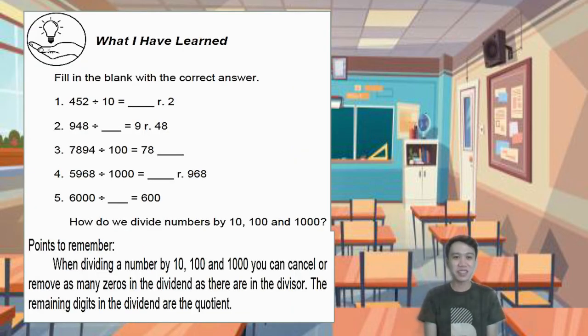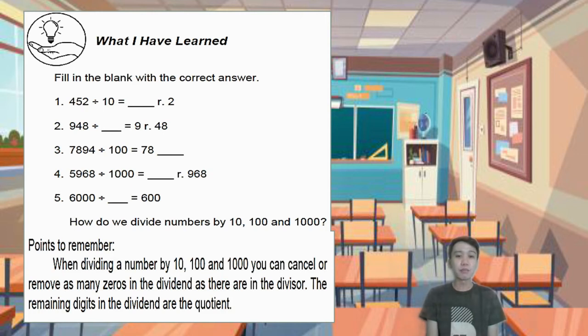What I have learned. Fill in the blank with the correct answer. Number 1, 452 divided by 10 is equal to blank remainder 2. Number 2, 948 divided by blank is equal to 9 remainder 48. Number 3, 7,894 divided by 100 is equal to 78 blank. Number 4, 5,968 divided by 1,000 is equal to blank remainder 968. Number 5, 6,000 divided by blank is equal to 600.